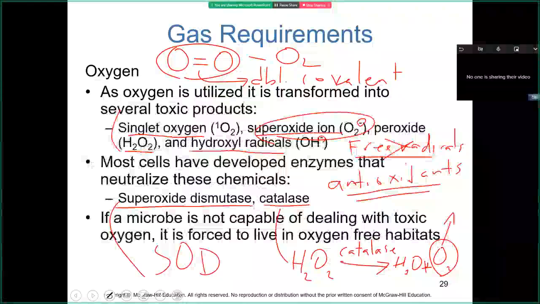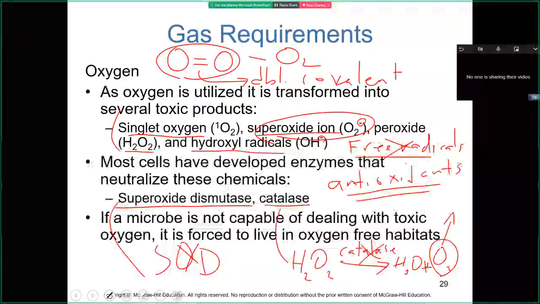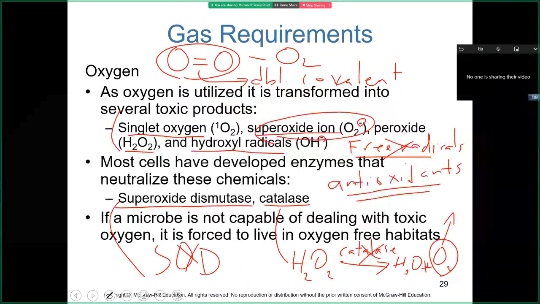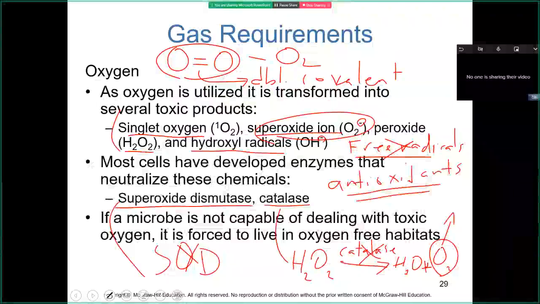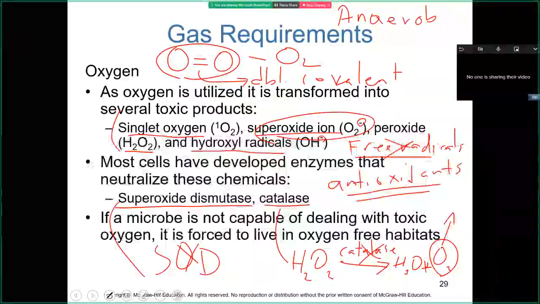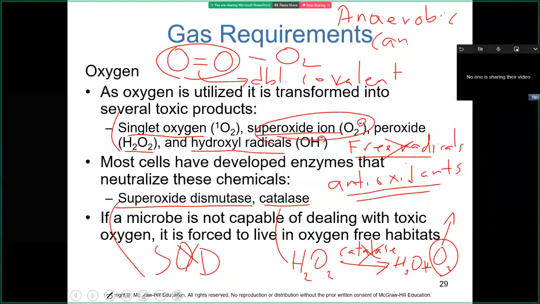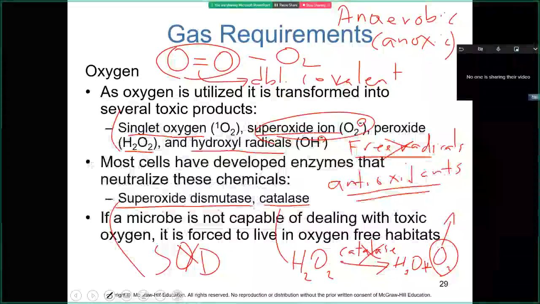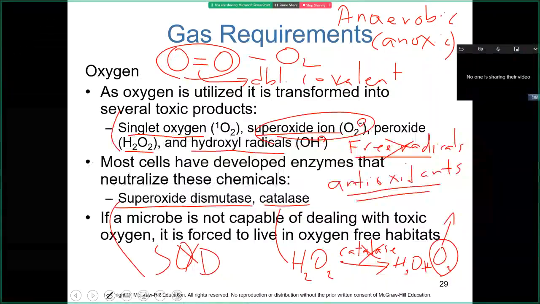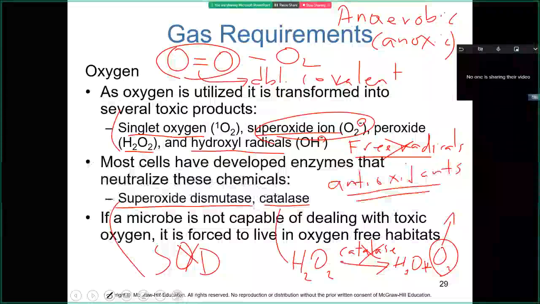So anyway, organisms can have those and other kinds of enzymes that enable them to live in the presence of oxygen. If they don't have SOD, they don't have catalase, they're kind of not going to be equipped to deal with oxygen. So they'll find places that don't have oxygen. Low oxygen environments, those that are devoid of oxygen, in fact, are described as being anaerobic. Some people use the term anoxic, which means pretty much the same thing. So those organisms that don't have SOD and catalase would have to opt for that type of lifestyle.